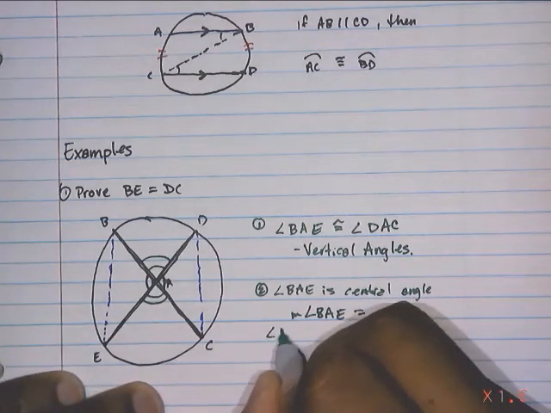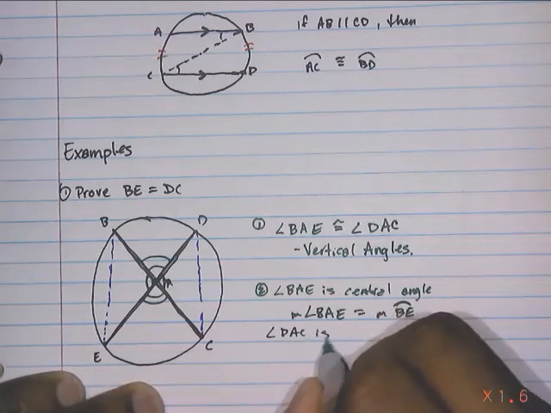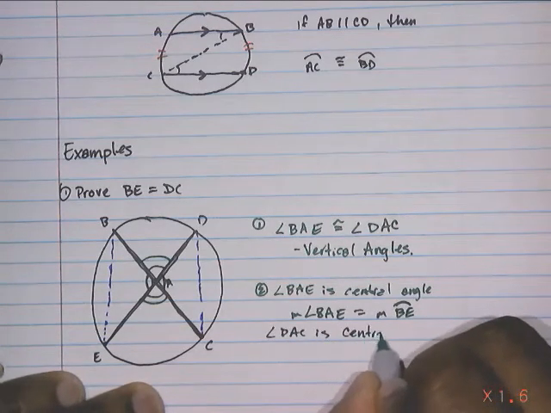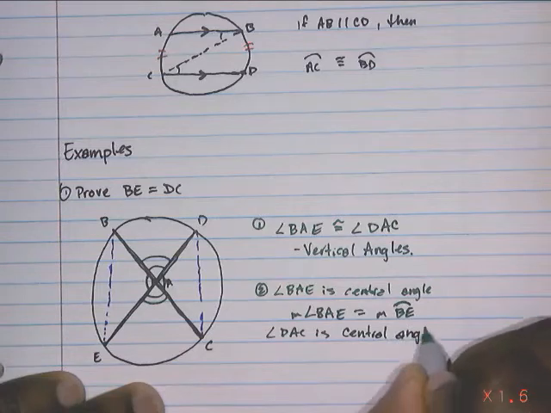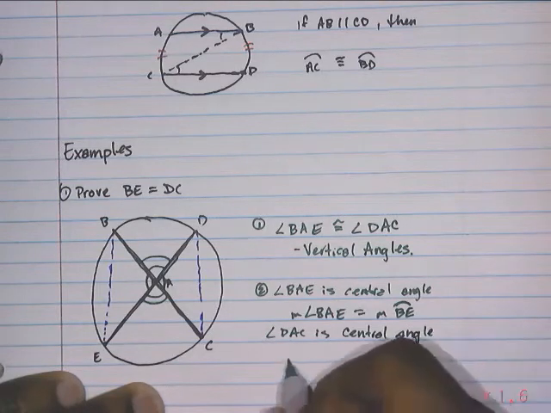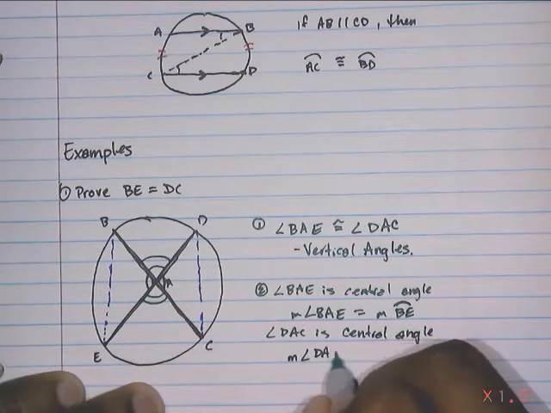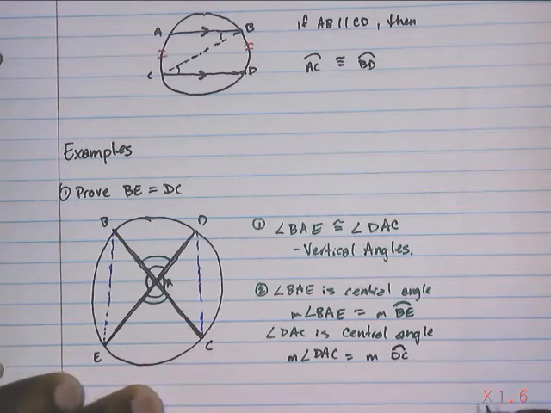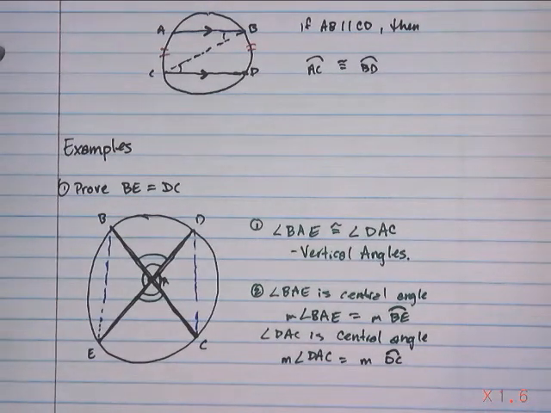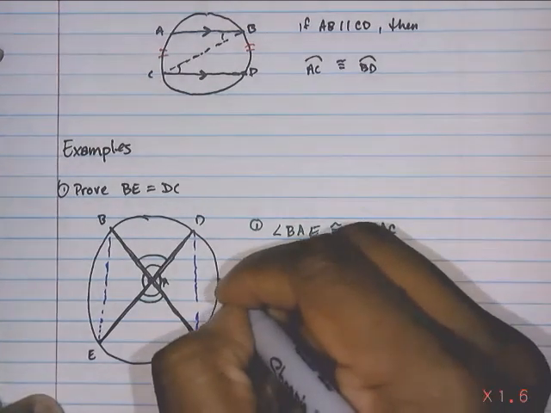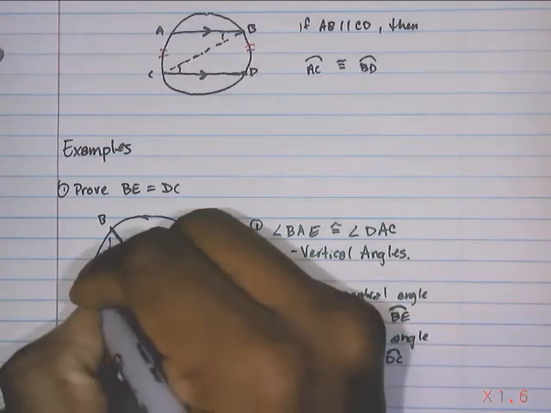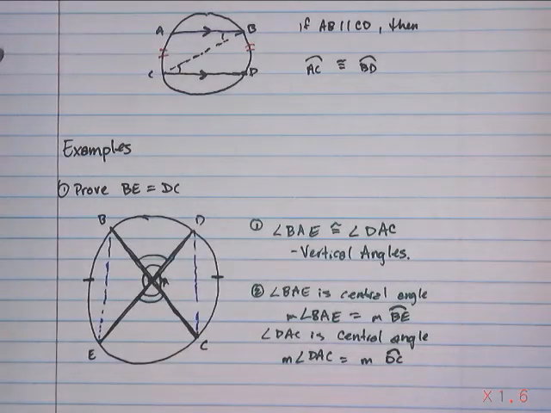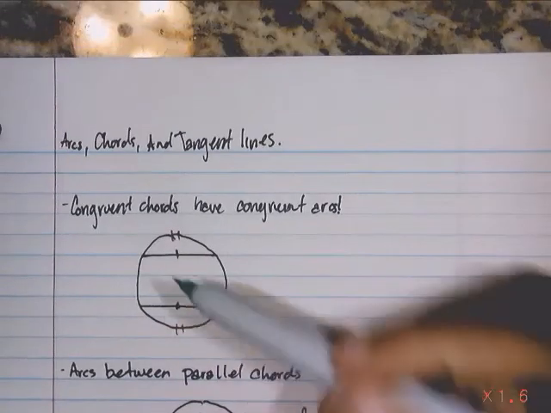Just like angle DAC is a central angle. And what does that mean? The measure of angle DAC is equal to the measure of arc DC. So I can say that this arc right here is congruent to this arc right here.